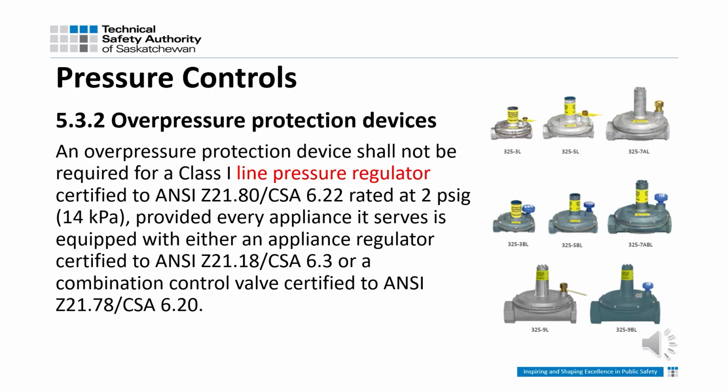Appliances equipped with a regulator that meets either of these two standards are designed to operate normally when returned to the original intended operating pressure of less than or equal to 14 inches of water column after being exposed to a pressure as high as 2.5 psi, and so won't necessarily need an overpressure protection device if the line pressure regulator is certified to CSA 6.22. Appliances intended to operate at less than or equal to 14 inches water column and not equipped with such devices will still need an overpressure protection device.